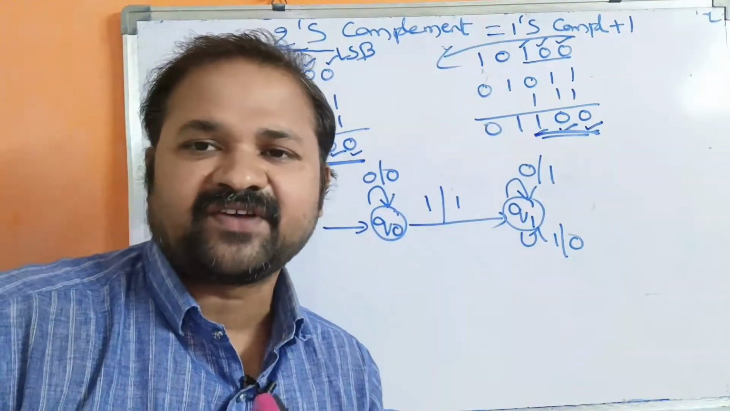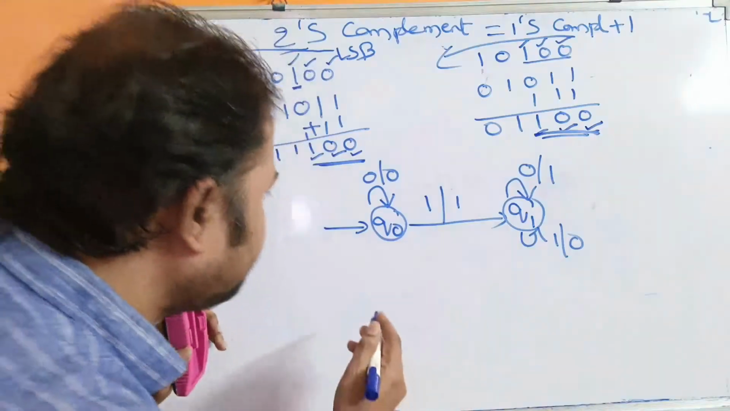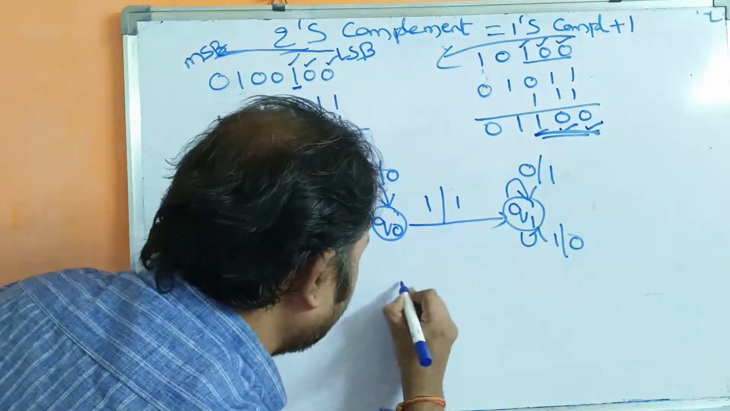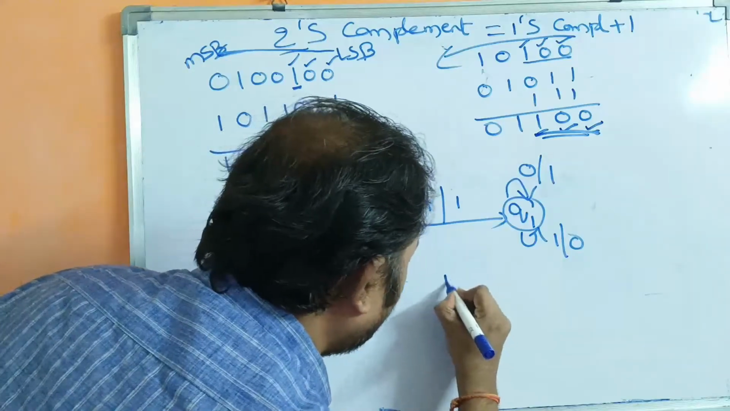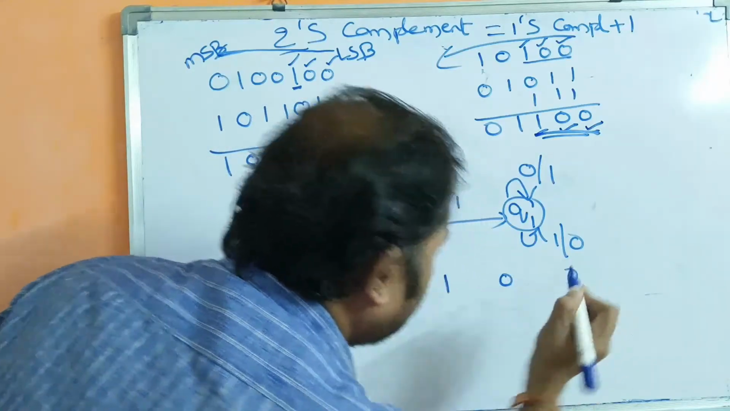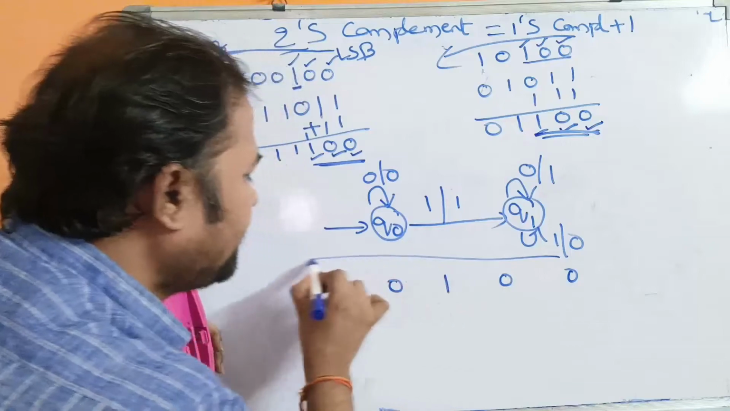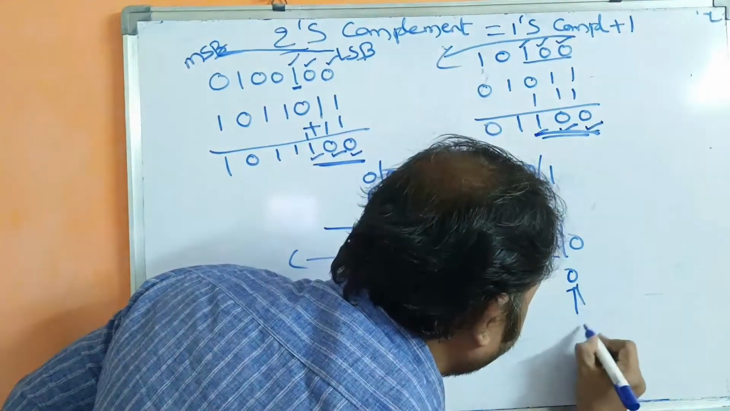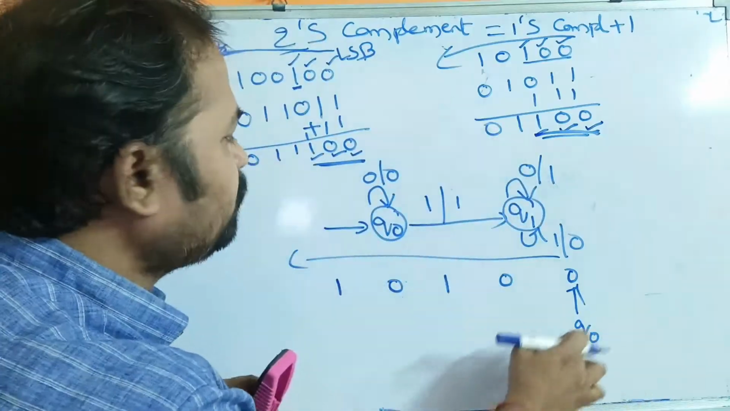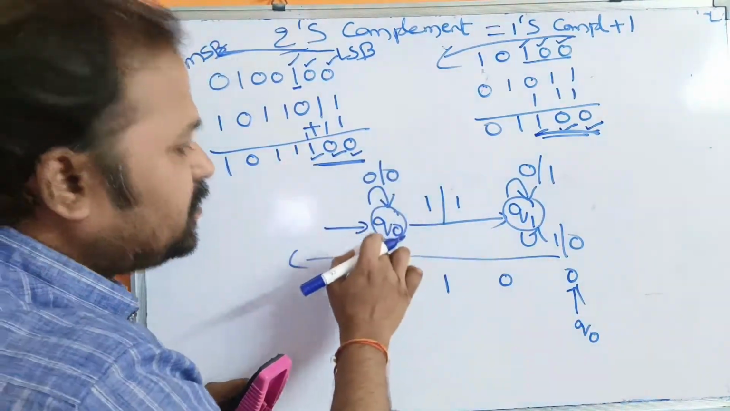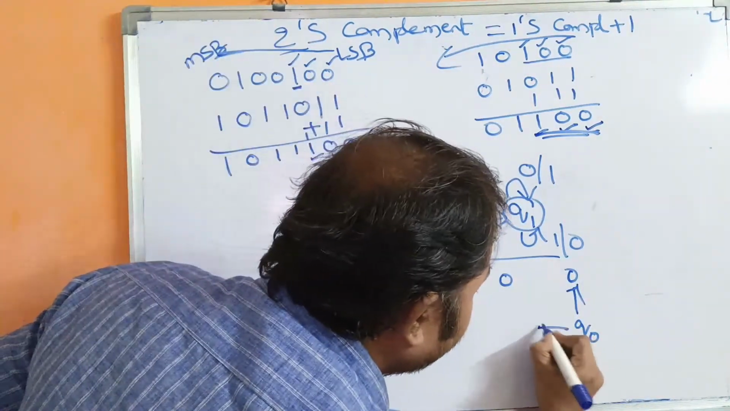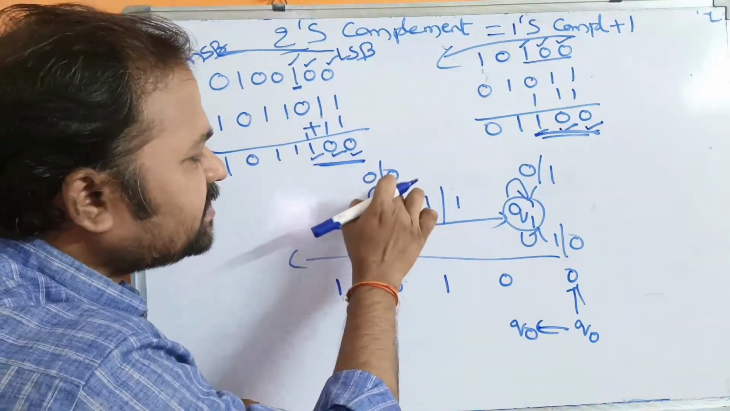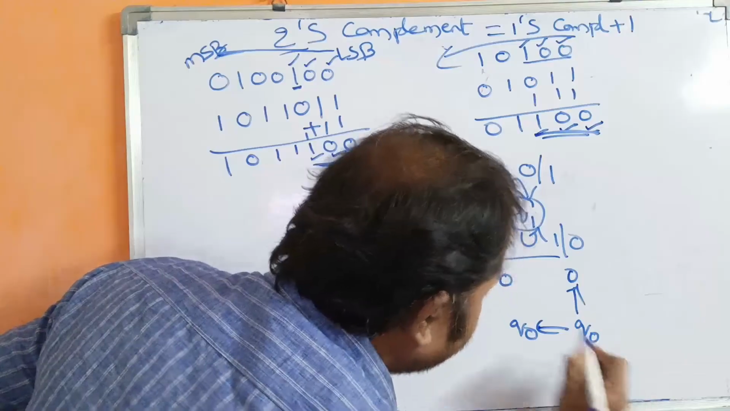Now let's check whether our logic is correct or not. So for that purpose, let us take one simple example. 1, 0, 1, 0, 0. Here we have to read the data from LSB to the MSB. So let us take the state Q0. Q0 on 0 means Q0 only. So we will be at Q0 state only. What is the output? Q0 on 0 means 0 is the output.